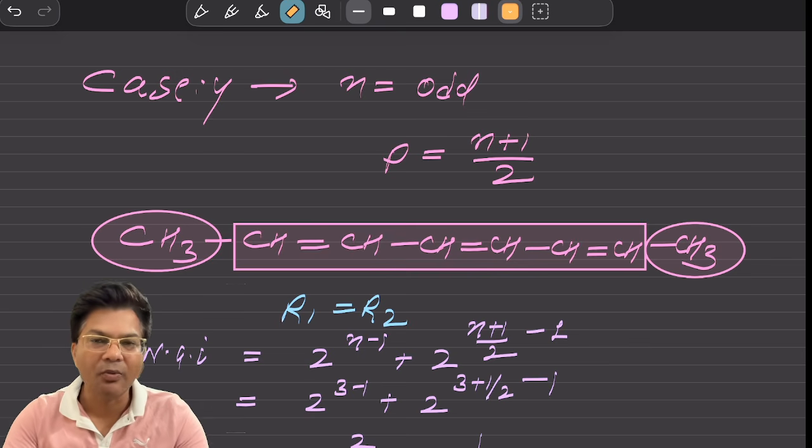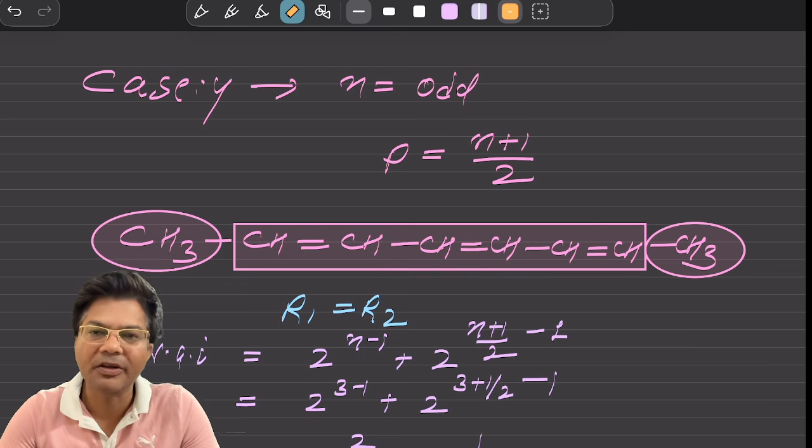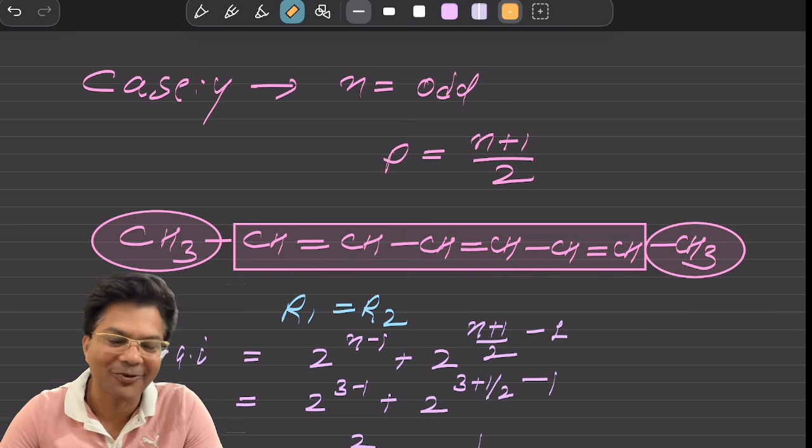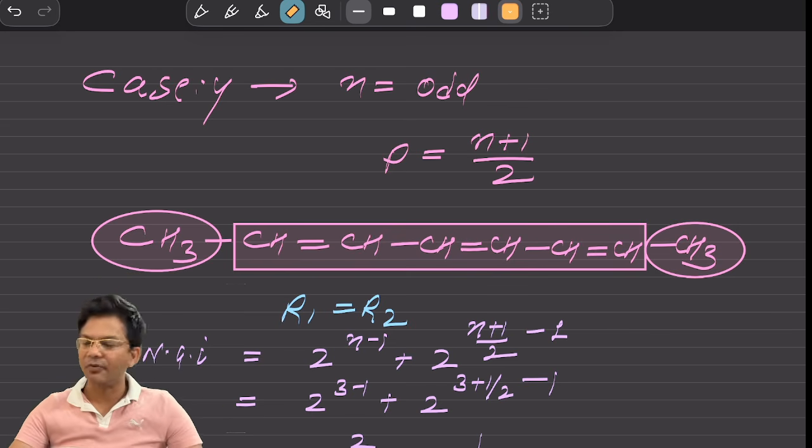Case number 2, when n is odd, p is equal to n plus 1 by 2. Now by chance, if you are forgetting in the examination, an odd value is not exactly divisible by 2, so something you have to add, so please add 1. That is the trick.